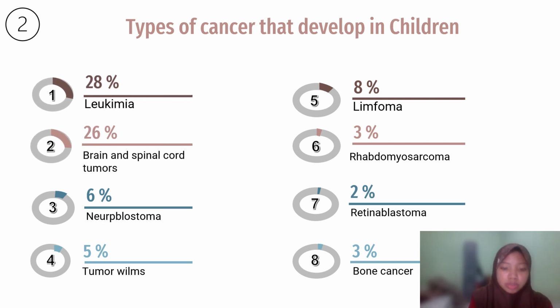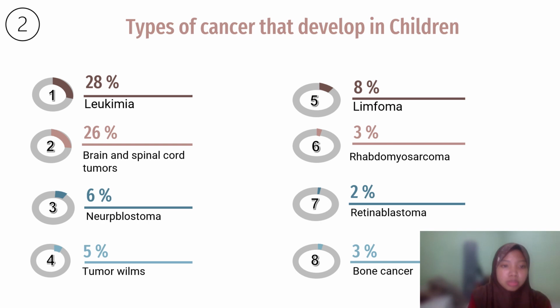Number two is brain and spinal cord tumors. Most brain tumors in children start in the lower parts of the brain, such as the cerebellum or brainstem. They can cause headaches, nausea, vomiting, blurred or double vision, dizziness, seizures, trouble walking or handling objects, and other symptoms. Spinal cord tumors are less common than brain tumors in both children and adults.